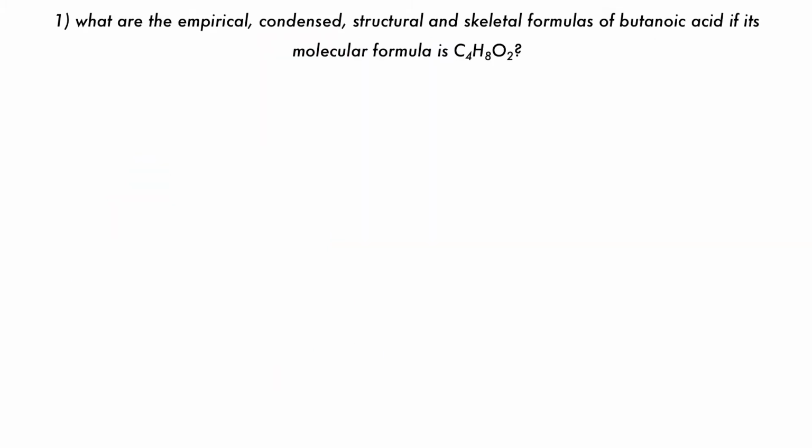So our first problem is, what are the empirical, condensed, structural, and skeletal formulas of butanoic acid if its molecular formula is C4H8O2? The first one that we will start with is our empirical formula, because that is just the simplest number ratio of all of the atoms which are in the molecule. So we're given C4H8O2, which would mean that the simplest number ratio then of our molecule would be C2H4O. So that's our empirical formula right there.